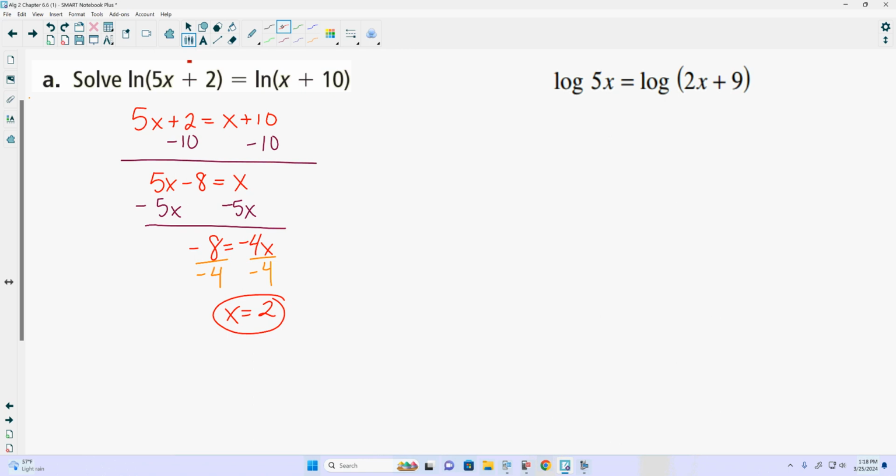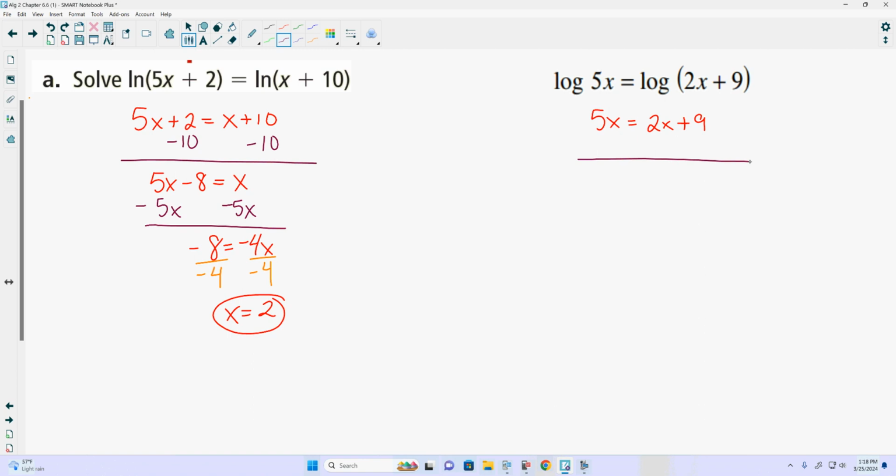Log of 5x. It's both log, so it's just 5x equals 2. Since the logs are the same, what's inside has to be equal. 5x equals 2x plus 9.